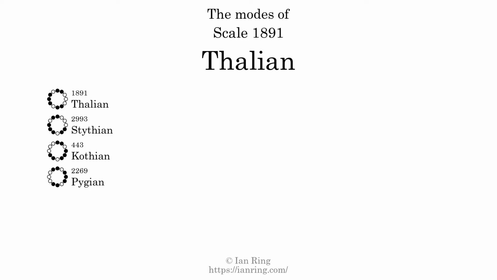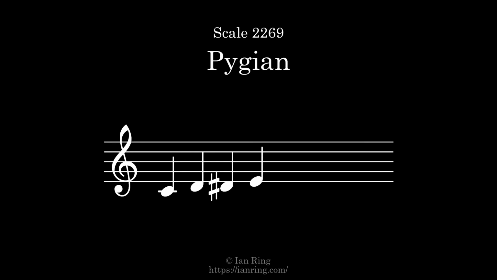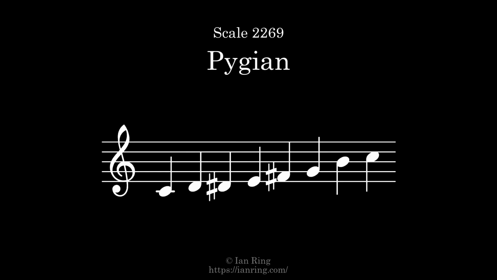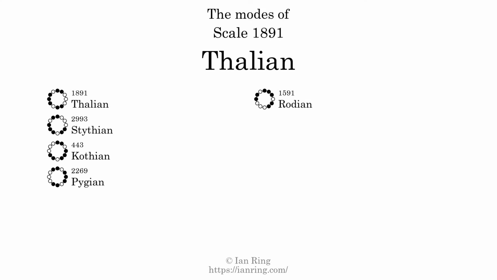The fourth mode is scale 2269, also known as Python. It sounds like this. The fifth mode is scale 1591, also known as Rhodian. It sounds like this.